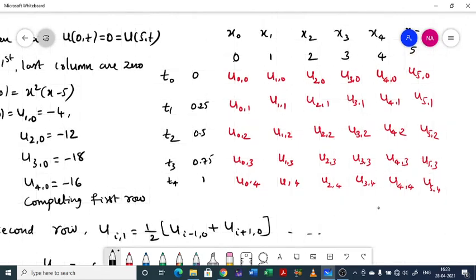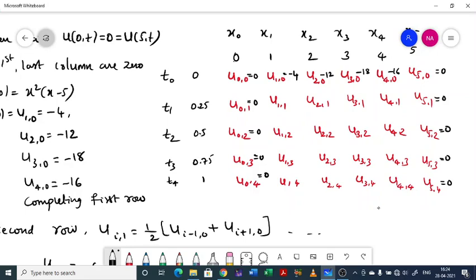See, as we saw, this will be 0, 0, 0. Actually I have to write the separate table for these values, but to save time I am writing here. So this is 0, 0, 0, 0, 0 and 0. Now this row we have computed: minus 4, minus 12, minus 18, minus 16.